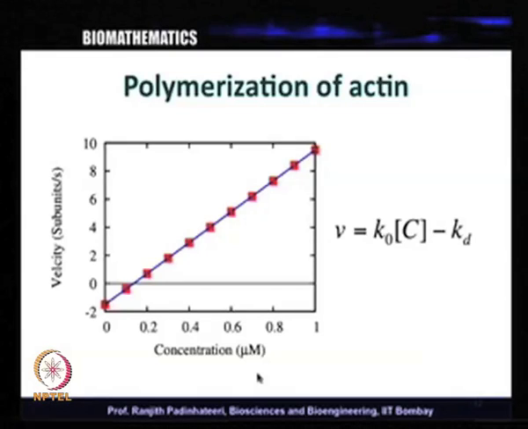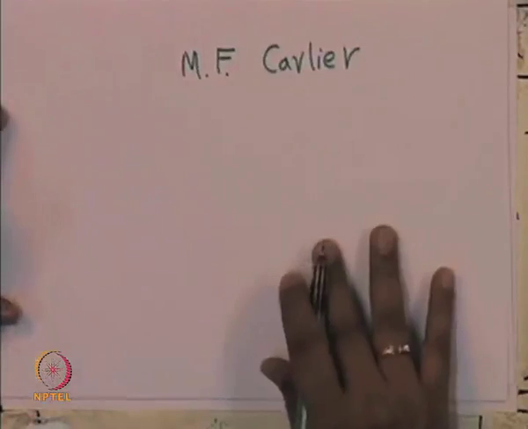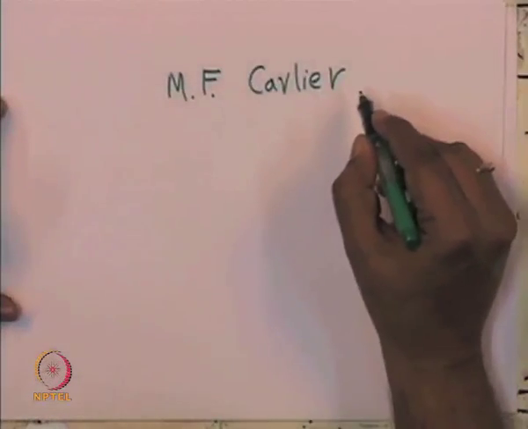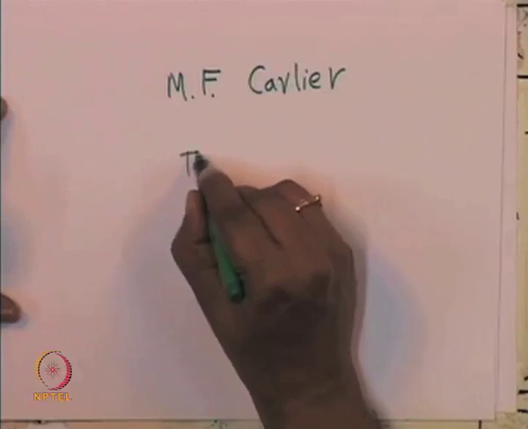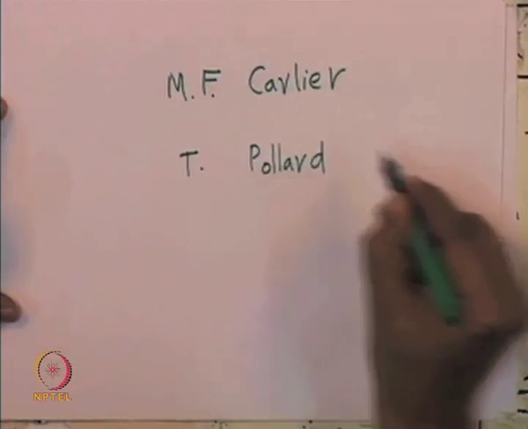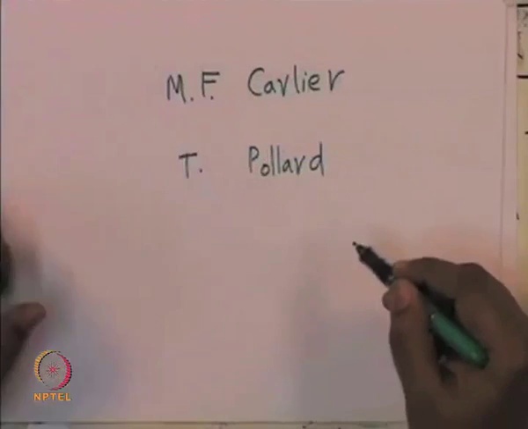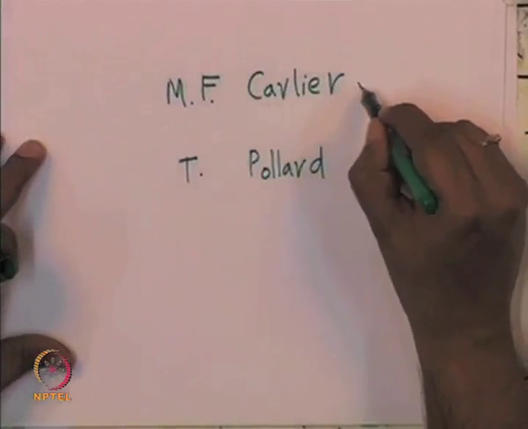So, this is a very interesting experiment done in 1980s by two biologists. So, one person who did is M.F. Collier. So, you can look at the papers of M.F. Collier, or you can look at the papers of T. Pollard. These are two scientists who did experiments on actin polymerization. So, look at the papers of Collier and Pollard.